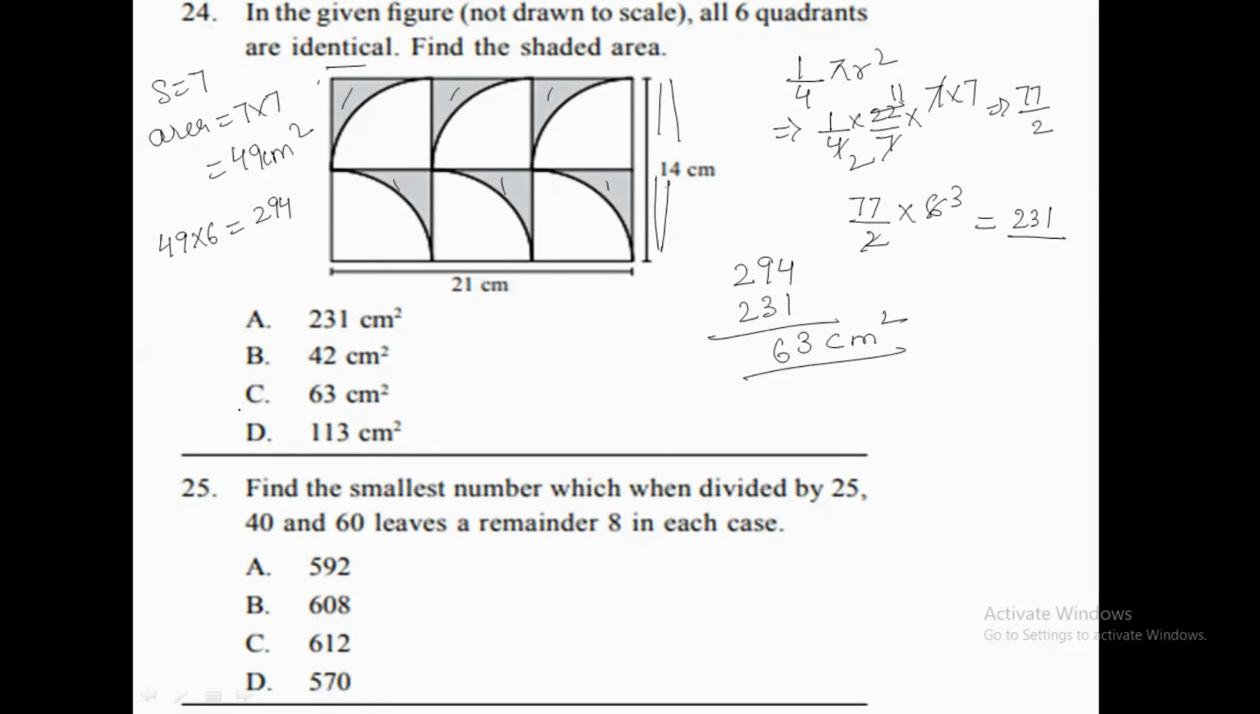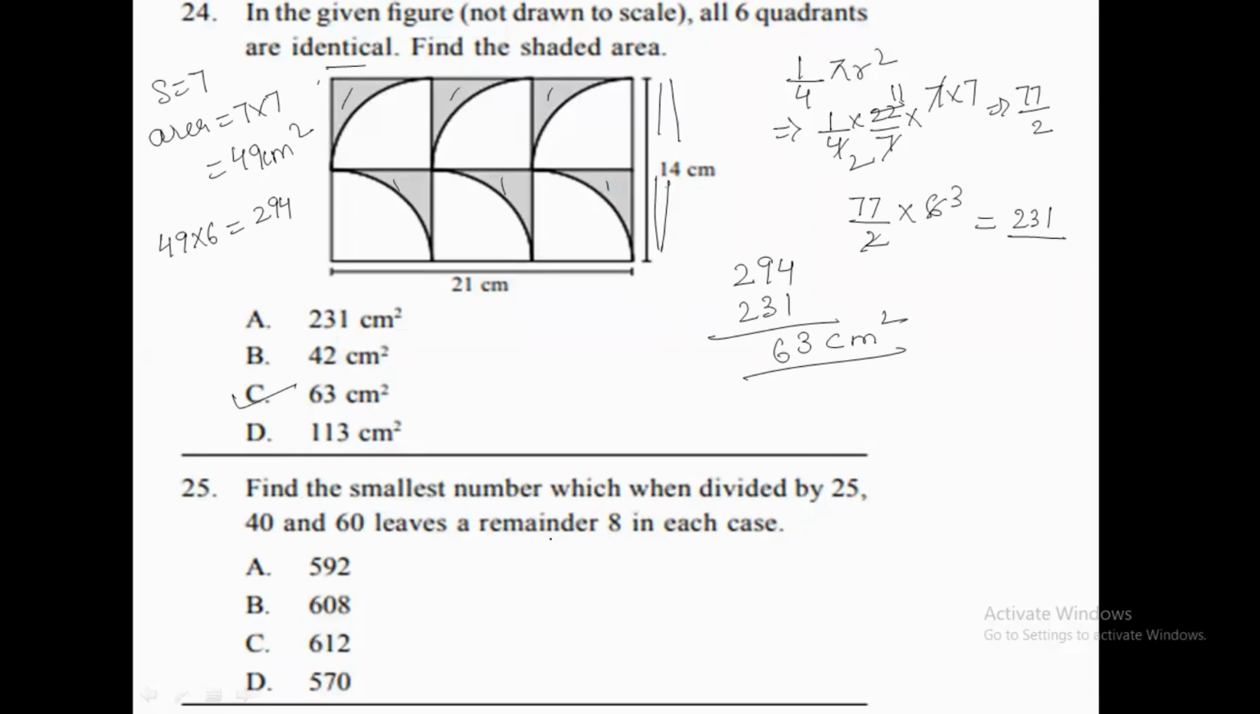That will be our option number C. Understood? Let's move to question number 25. In question number 25, it is asking that we need to find the smallest number which, when divided by 25, 40 and 60, leaves a remainder 8.